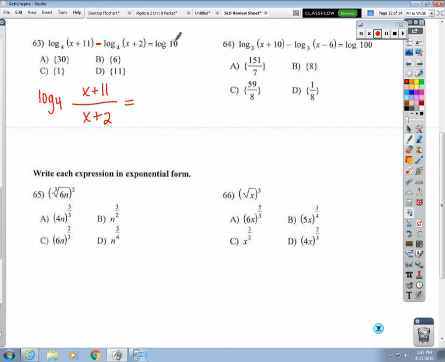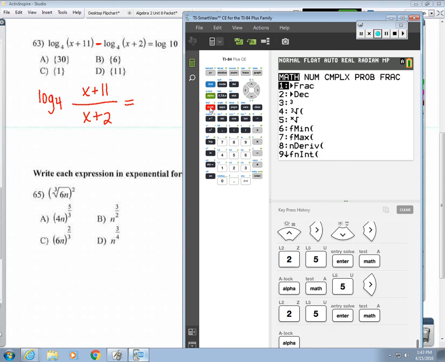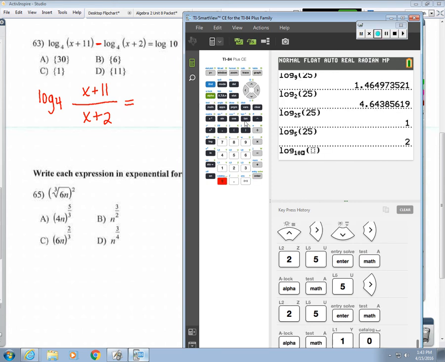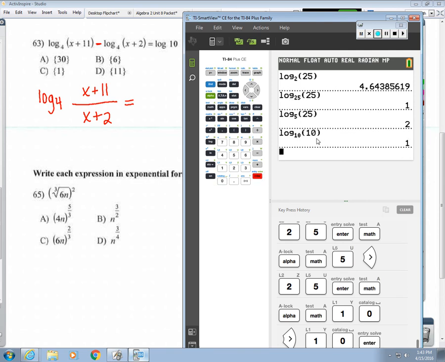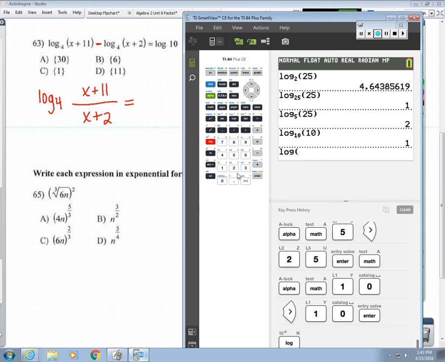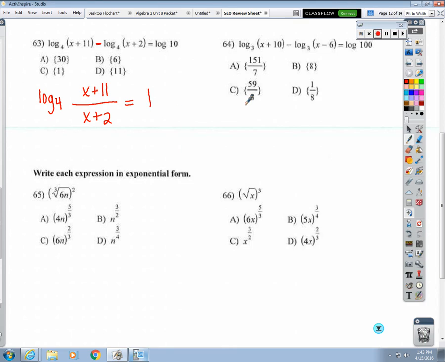Well, there's no reason to keep writing log 10 when we could just evaluate that with the calculator. Notice that there's no visible base. That means it's base 10. So yeah, you could do math, alpha, math, and type in log base 10 of 10. But that's kind of a waste of time because there's a special button right here on the calculator to type in when it's base 10. Just log 10 and you still get the same answer. So it's 1.